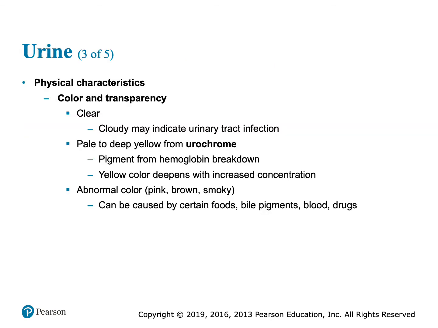Urine should be clear, some shade of yellow. It might be really, really light yellow. It might be really dark yellow. If it's very, very concentrated, that's what happens with concentrated urine. It gets more and more deep yellow. Abnormal colors would be brown, grays, pinks, of course, if there's blood in it.